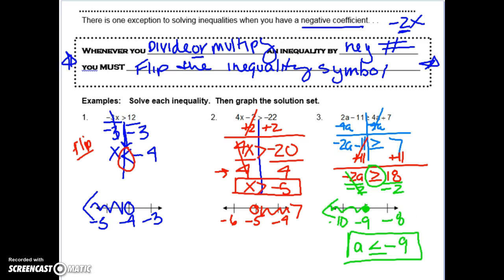Okay, you've got 3 more problems to try just like it. So some you will have to flip the inequality, some you will not. So be very, very careful.